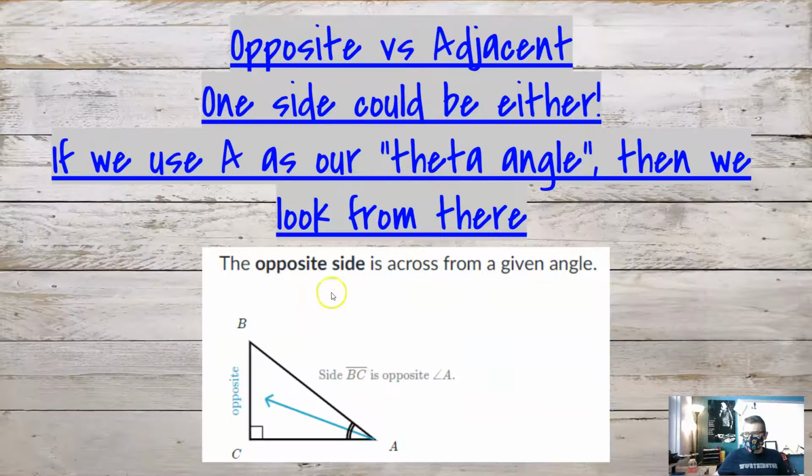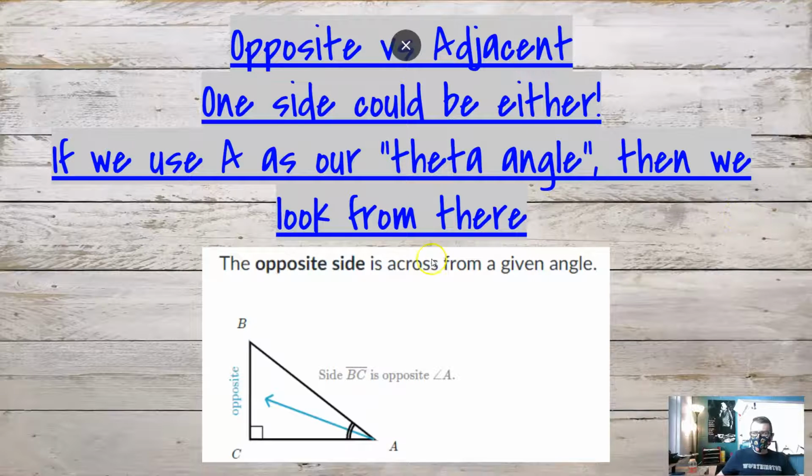So, if we decide that we're going to label these angles A, B, and C, go ahead and on your paper label A, B, and C. Hypotenuse is always the hypotenuse. But opposite and adjacent can actually be either or. And this is where it's complicated. Because if you're like, so wait, you're telling me the short leg could be the opposite or the adjacent? Yes. The long leg could be the opposite or the adjacent? Yes. It depends on what we use as our theta.